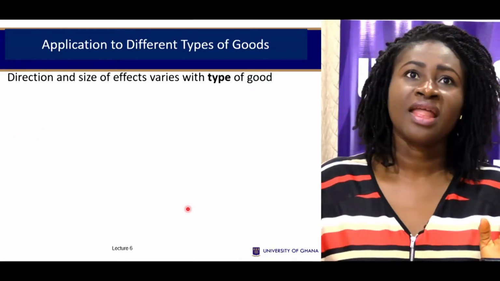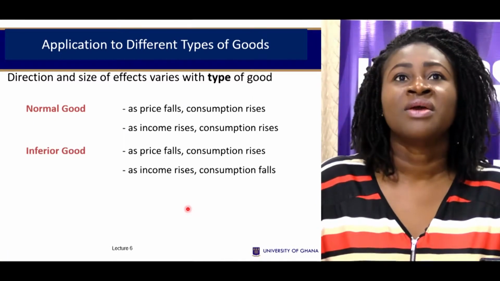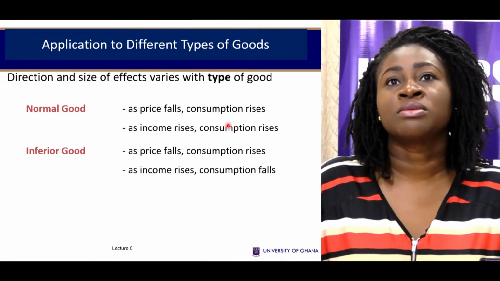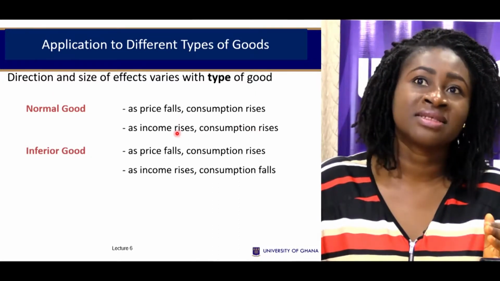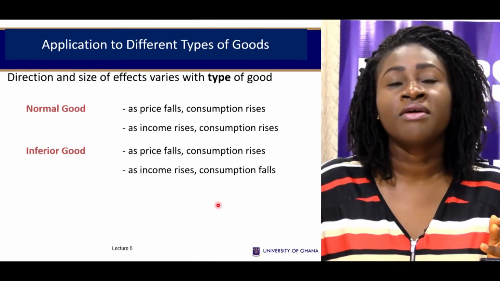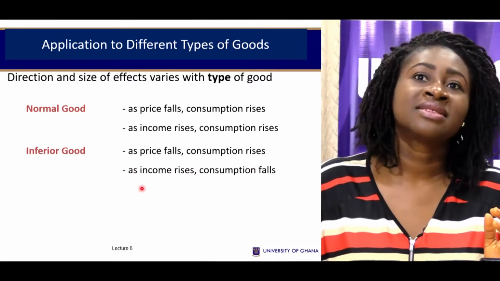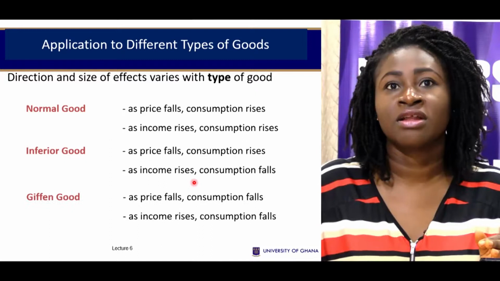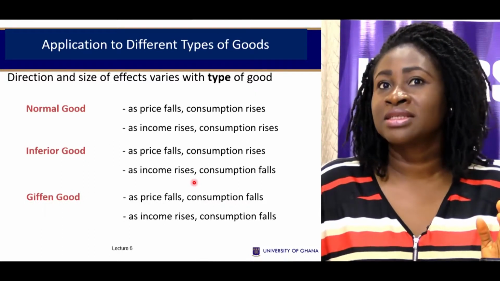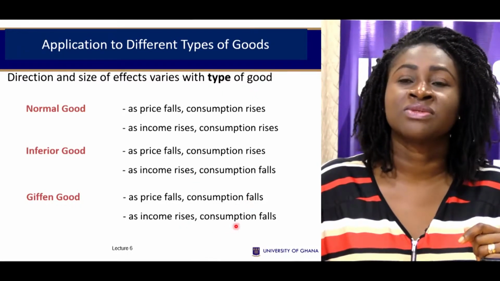In terms of the direction and size of the effect, we know that for normal goods, as the price falls, consumption rises, and as income rises, consumption rises. That is for normal goods. For an inferior good, as the price falls, consumption rises, but as income rises, consumption falls. For a Giffen good, on the other hand, as price falls, consumption falls, and as price rises, consumption rises.